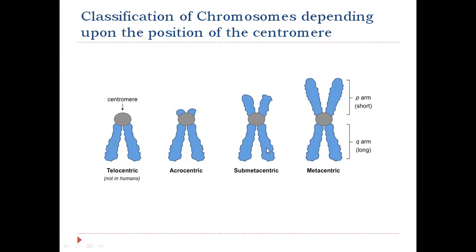In the case of acrocentric chromosomes, these are rod-shaped chromosomes where the centromere is towards one end, as you see right here. So the chromosome has very short arms and very long arms. Then we have the telocentric, rod-shaped chromosomes with the centromere at one end, and it forms just one long arm. So the telocentric doesn't have short arms.